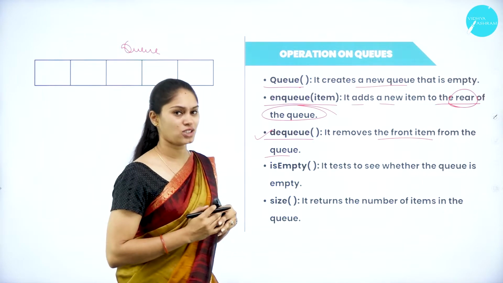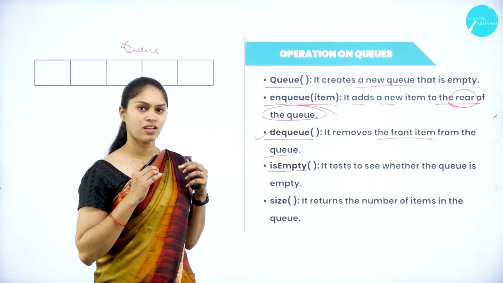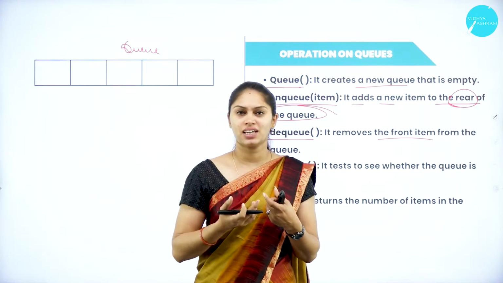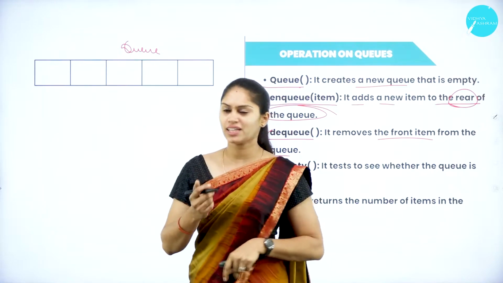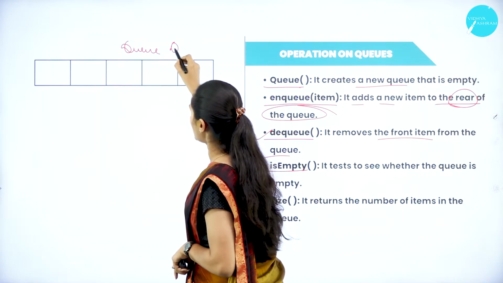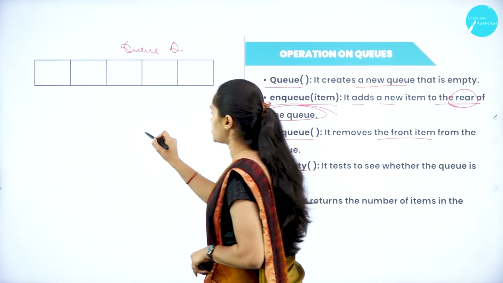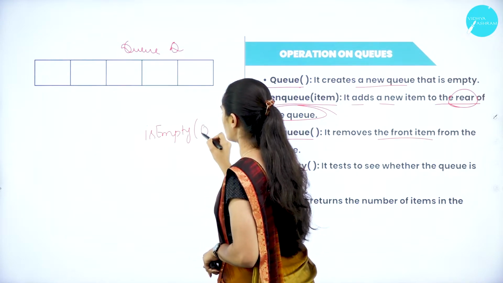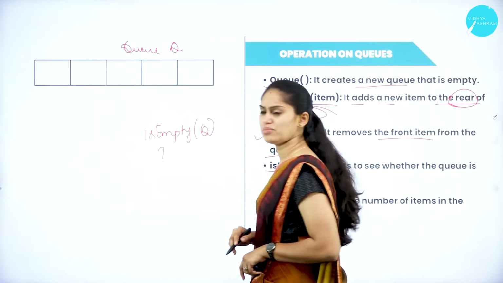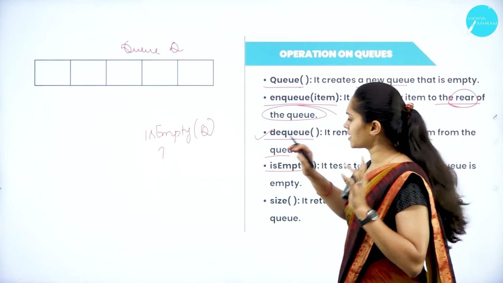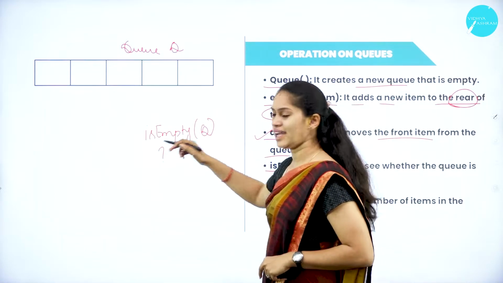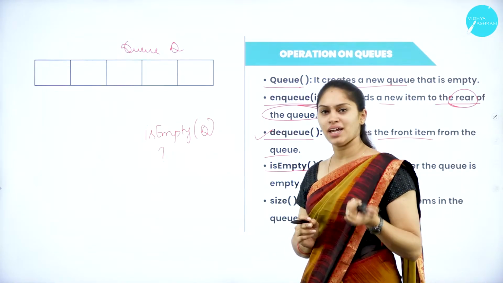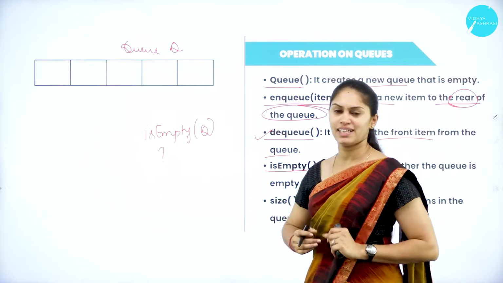So next, what is the next operation that we have? Is empty. When you get a terminology starting with is, that means we are checking. For example, consider this queue's name as queue. I'm going to check is empty of queue. What am I checking? I'm checking whether the queue called queue is empty or not. It will return a boolean value, either true or false. Only two possibilities will be there.